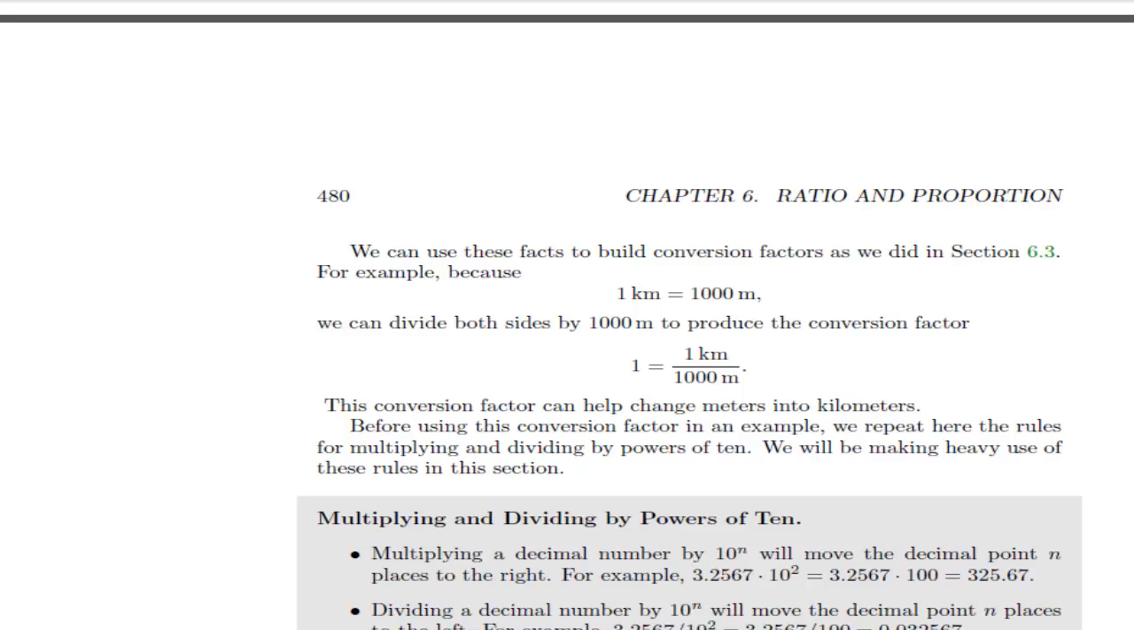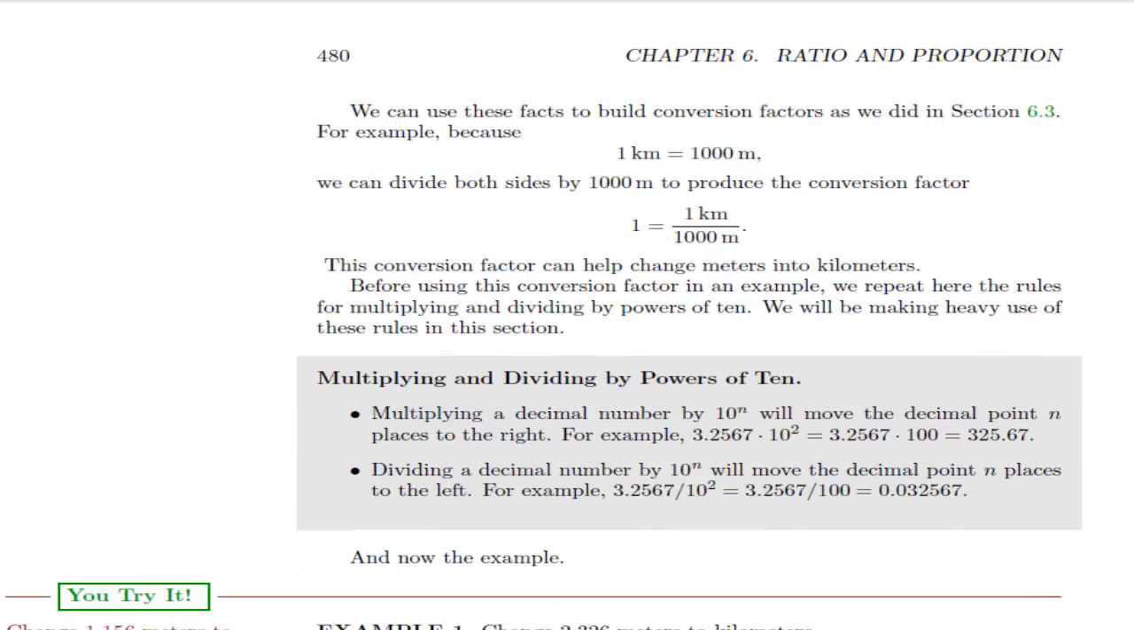For example, because 1 kilometer equals 1000 meters, we can divide both sides by 1000 meters to produce the conversion factor 1 equals 1 kilometer over 1000 meters. This conversion factor can help change meters into kilometers. Before using this conversion factor in an example, we repeat here the rules for multiplying and dividing by powers of 10. We will be taking heavy use of these rules in this section.